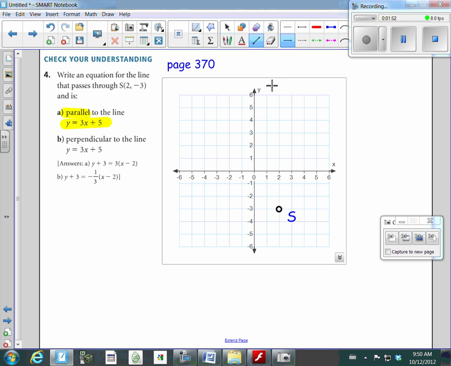So that line, 3x plus 5, has a y-intercept of 5 and a slope of 3, because notice it's in slope-intercept form. So the slope is 3, y-intercept is 5. So I'm going to go to 5, right there, and I'm going to draw a line now that has a slope of 3. So it goes up 3 over 1. Let me just fine-tune this here. Let's draw that. Now let's check this out.